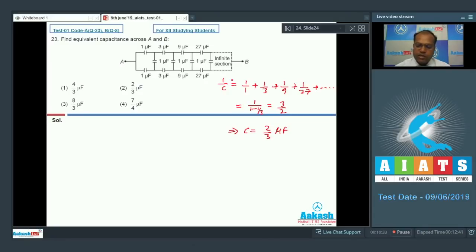Now this C and this C are in parallel. So the equivalent capacitance across AB would be 2C. So it is 4 by 3 microfarad. So option 1 is the correct answer. Let's move to question number 24.